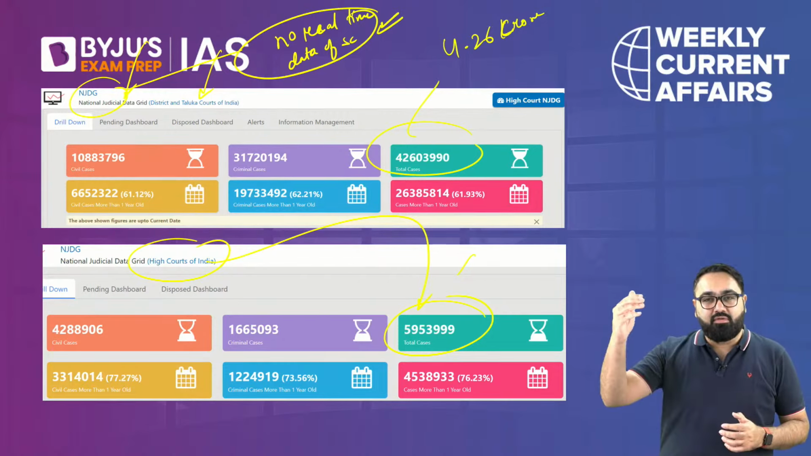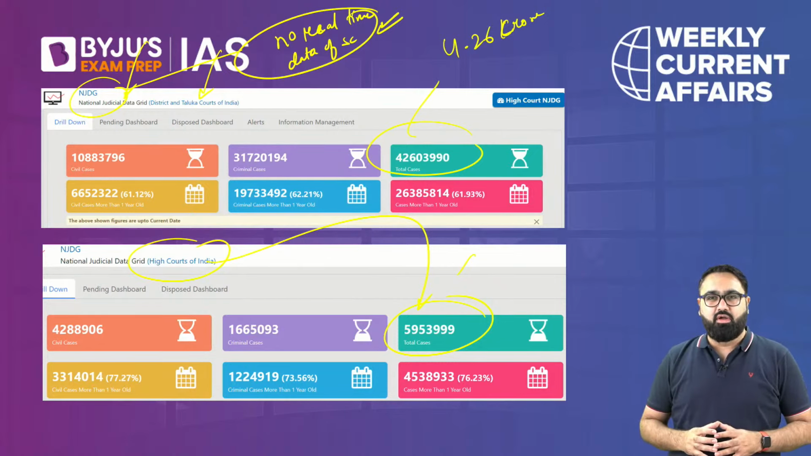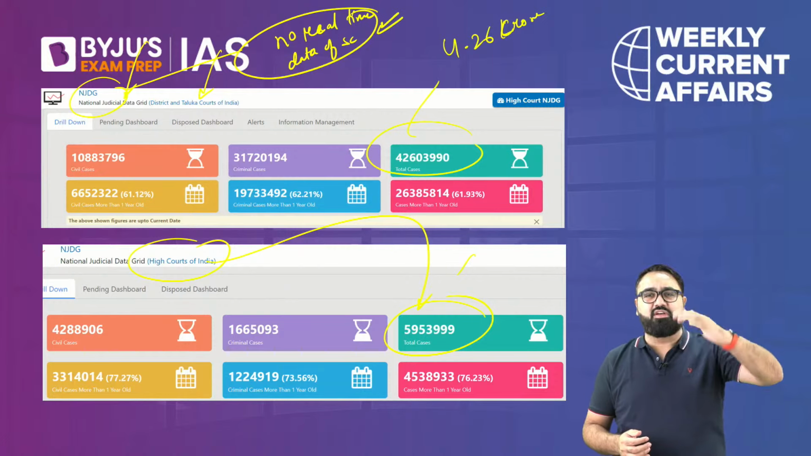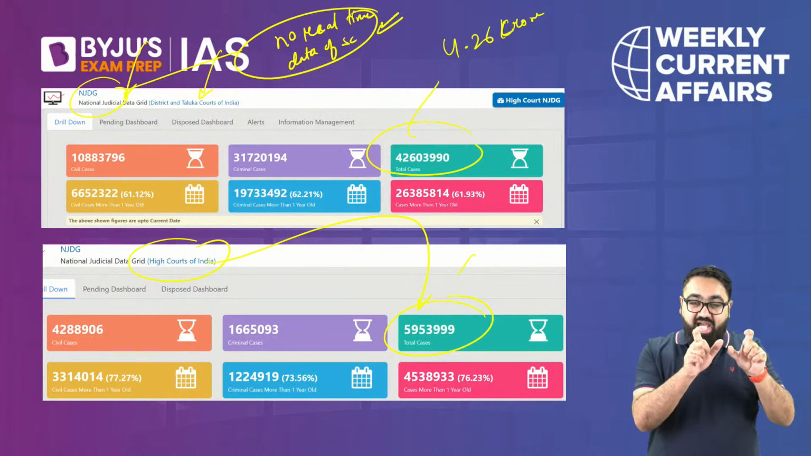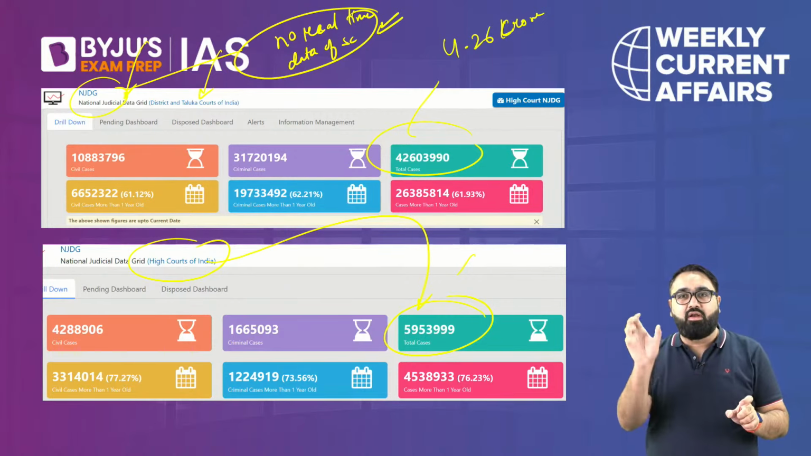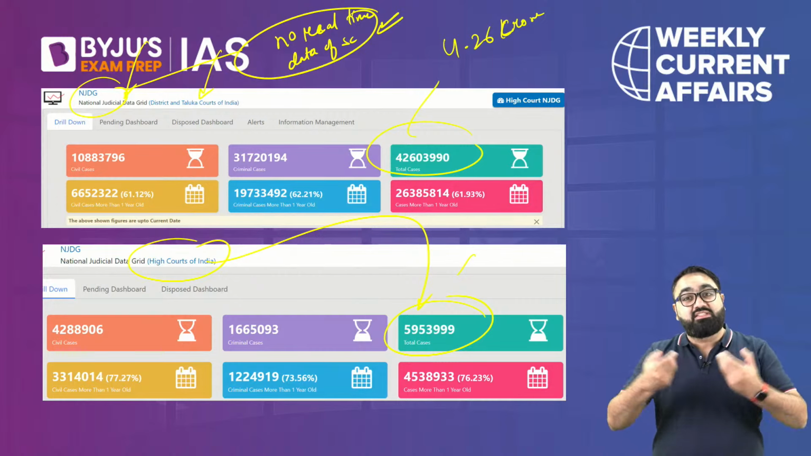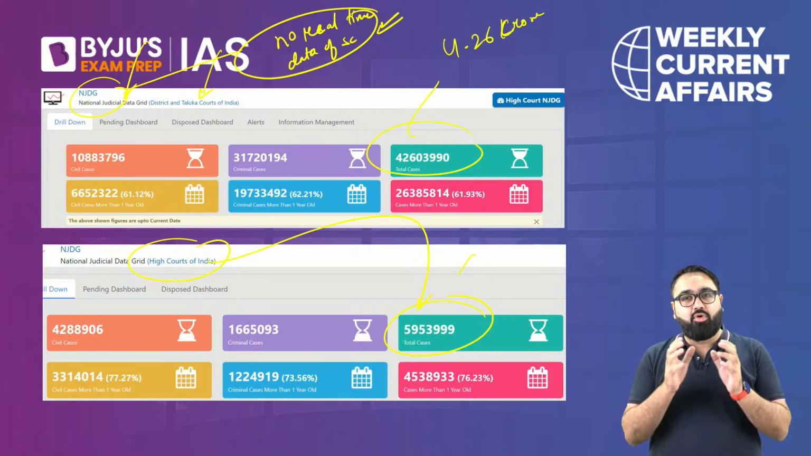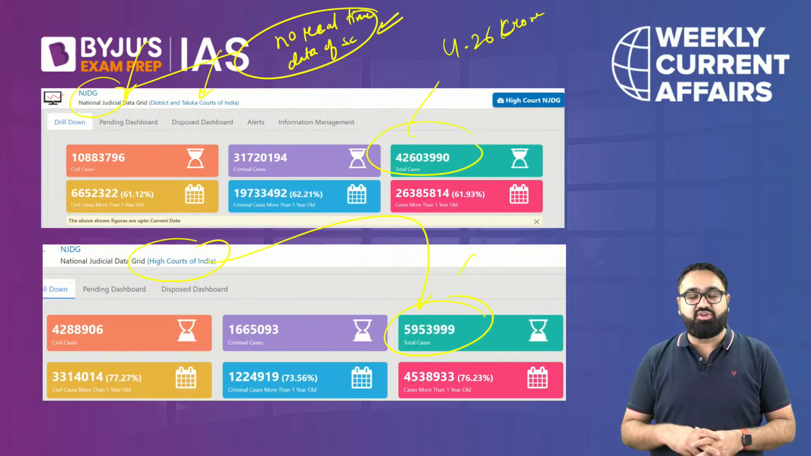If you look at the number of judges in the High Courts, I would just advise you to do a Google search of the number of judges in High Courts, the sanctioned strength as compared to the present number of judges. You will see such a huge gap. Many of the High Courts have close to 50% seats that are vacant. The situation is even worse in the lower judiciary.